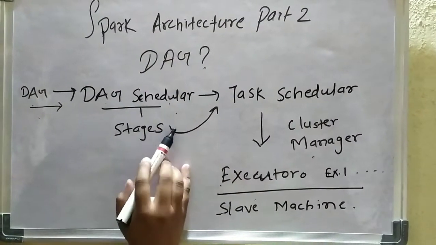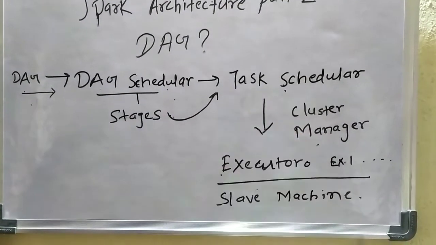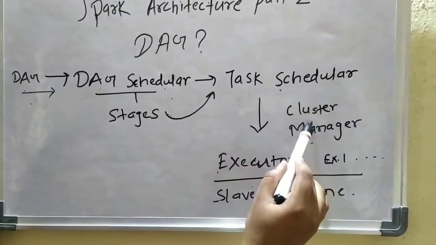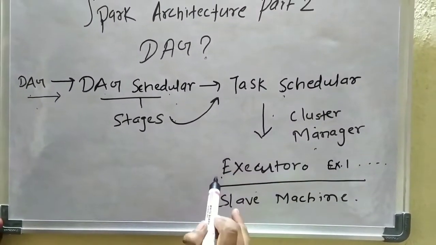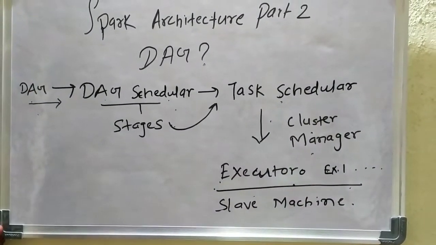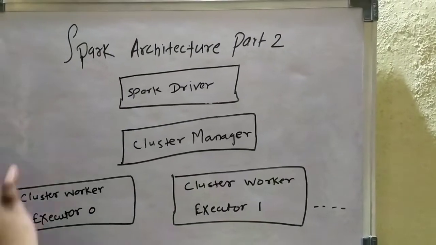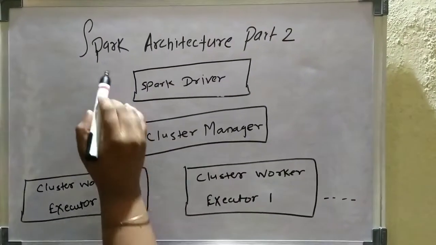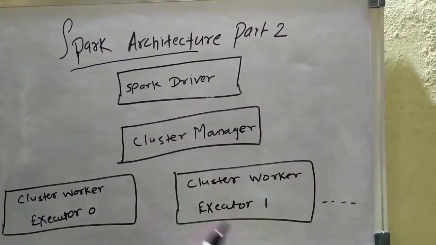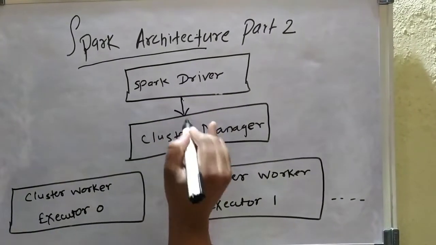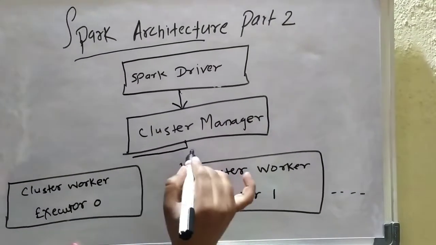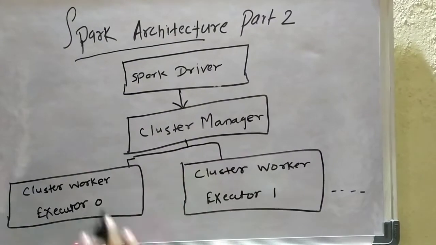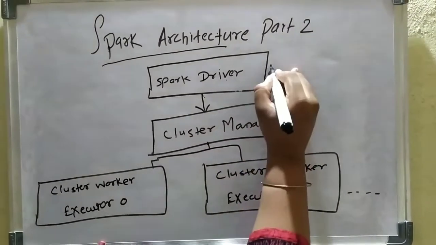The DAG provides the input to the DAG scheduler. It divides it into multiple stages. Then the task scheduler comes into the picture, and there are multiple executors in the task scheduler. So this is the basic architecture of Spark. As we know, it is a driver slave program. The Spark driver provides the input to the cluster manager, and in the cluster manager there are multiple cluster workers.